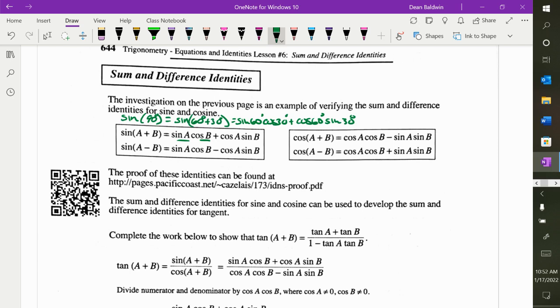The proof is right here, I'm not doing the proof. If you're subtracting them, it's still sine cos, but it's a minus. The cos ones are slightly different. It's the same idea, 2 angles being added together or subtracted, except the cos ones are always cos cos minus sine sine, or cos cos plus sine sine.